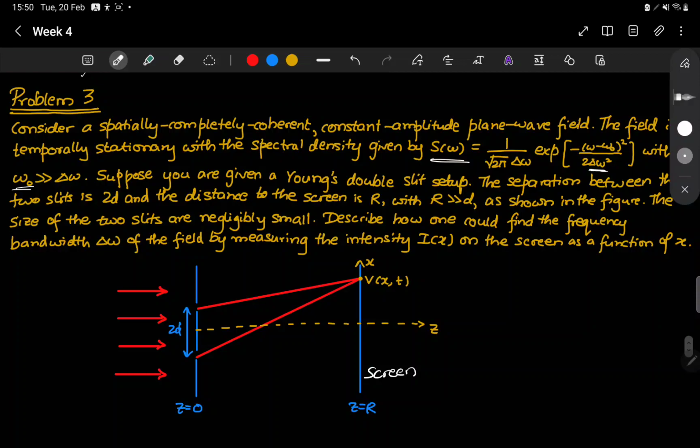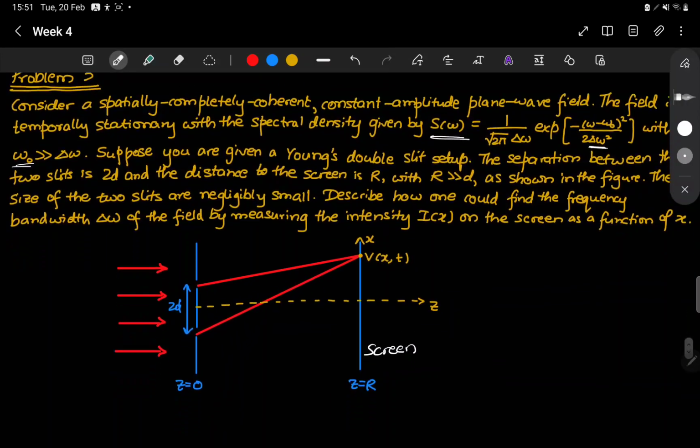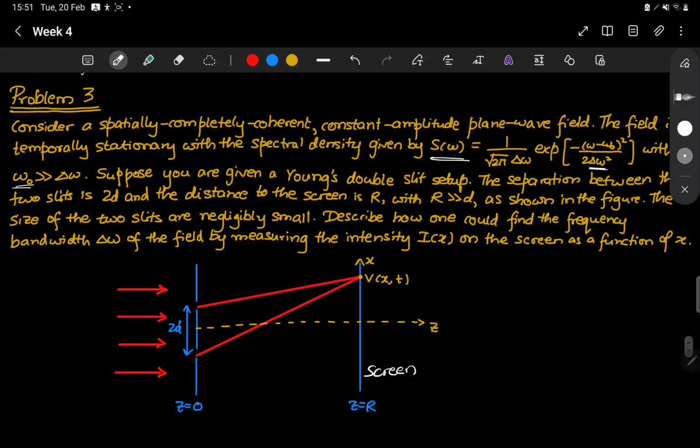So that's the question, and what we have to do is, by looking at the interference pattern, make an estimate of the bandwidth delta omega, that is the range of frequencies which are actually contributing to this interference pattern. So that's the problem. Please read it once again, take a few minutes to understand.